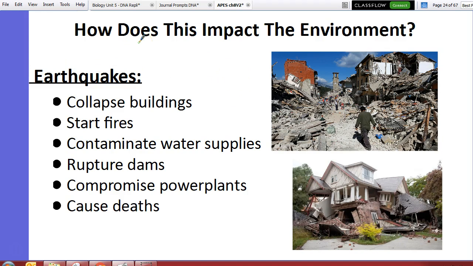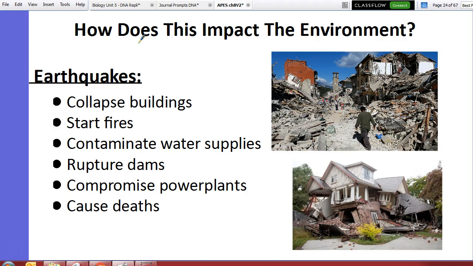So how does it impact the environment? With earthquakes, it can collapse buildings. They can easily start fires. Contaminating water supplies. If you think about it, we've got a big crack in the ground a lot of times, and that can contaminate water, either with pipes bursting or the groundwater, because now we have this big gaping hole open to our groundwater that's supposed to be clean.